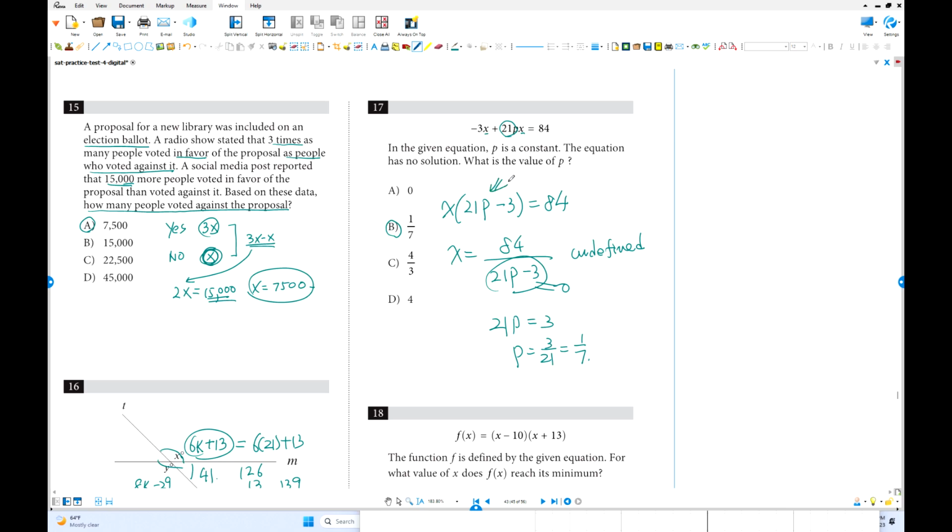Or another way, maybe you can find the answer from here too. Any number times 0, the product should always be 0, right? It can be negative 4. That's no solution, right?